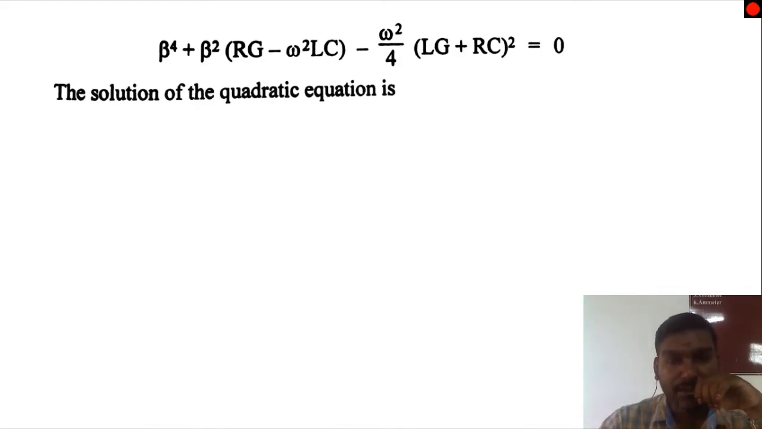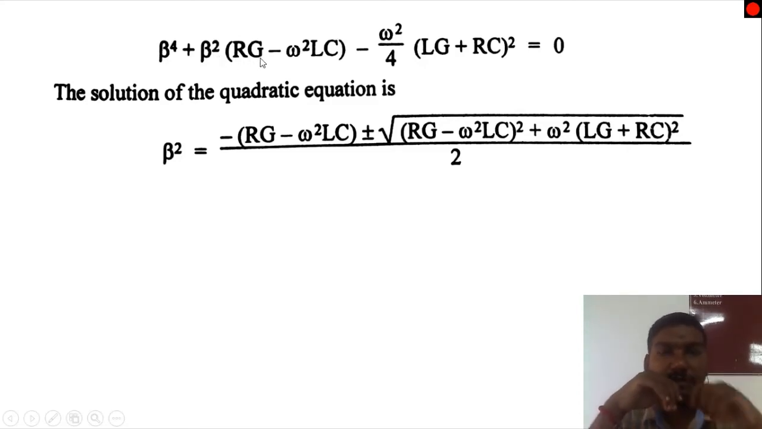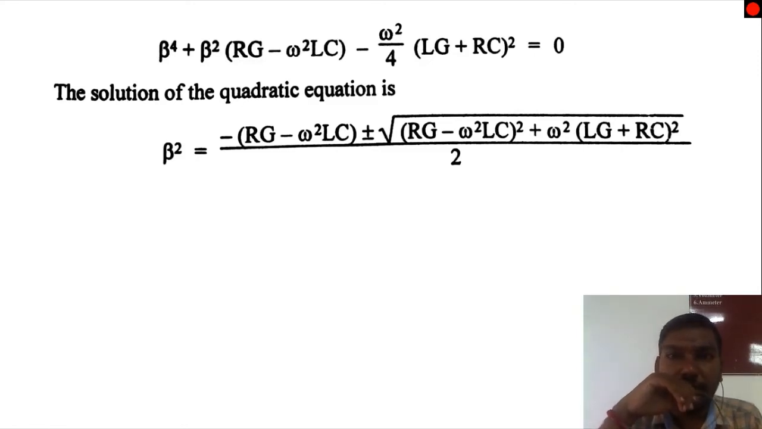The solution for a quadratic equation is x equal to minus b plus or minus root of b square minus 4ac divided by 2a. Based on the formula, we are going to expand the values here. Here beta square is the variable, so the coefficient of beta power 4 is 1, the coefficient of beta square is Rg minus omega square Lc, and the constant value is minus omega square by 4 into (Lg plus Rc) whole square, right?